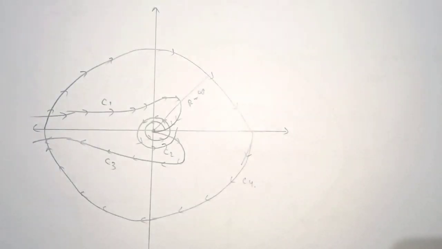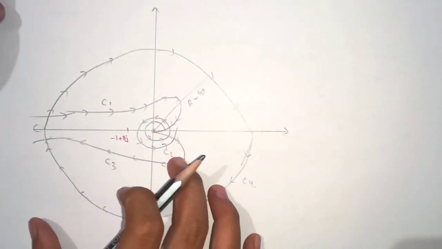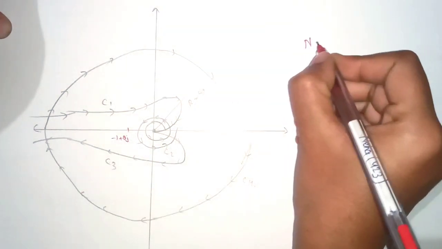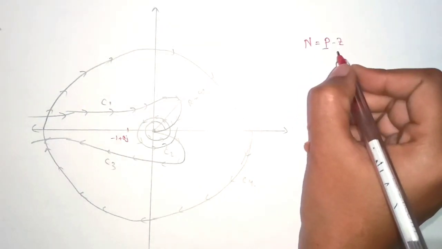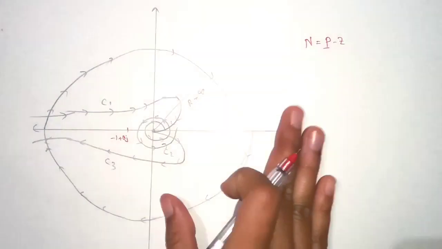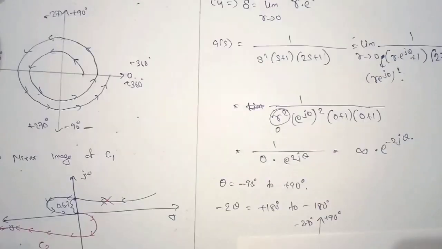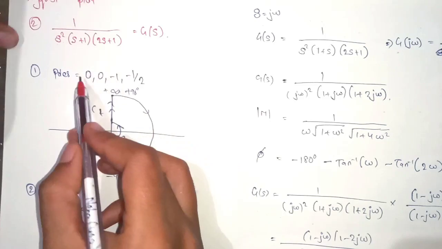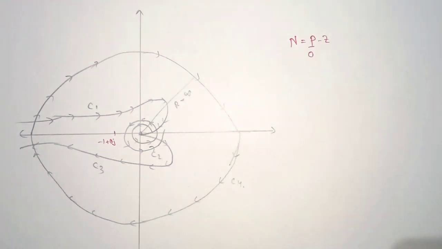Now if in the question they ask to tell the stability of this system, then we will take a point which is minus 1 plus 0j here, and we will check how many encirclements are there. To check the stability we have this formula, N is equal to P minus Z. So here P is the open loop poles which are on the right half side of the imaginary axis, but there is no pole on the right half of the imaginary axis, as you can see in the main question. So we have P equal to 0, and now for N we will check the number of encirclements.